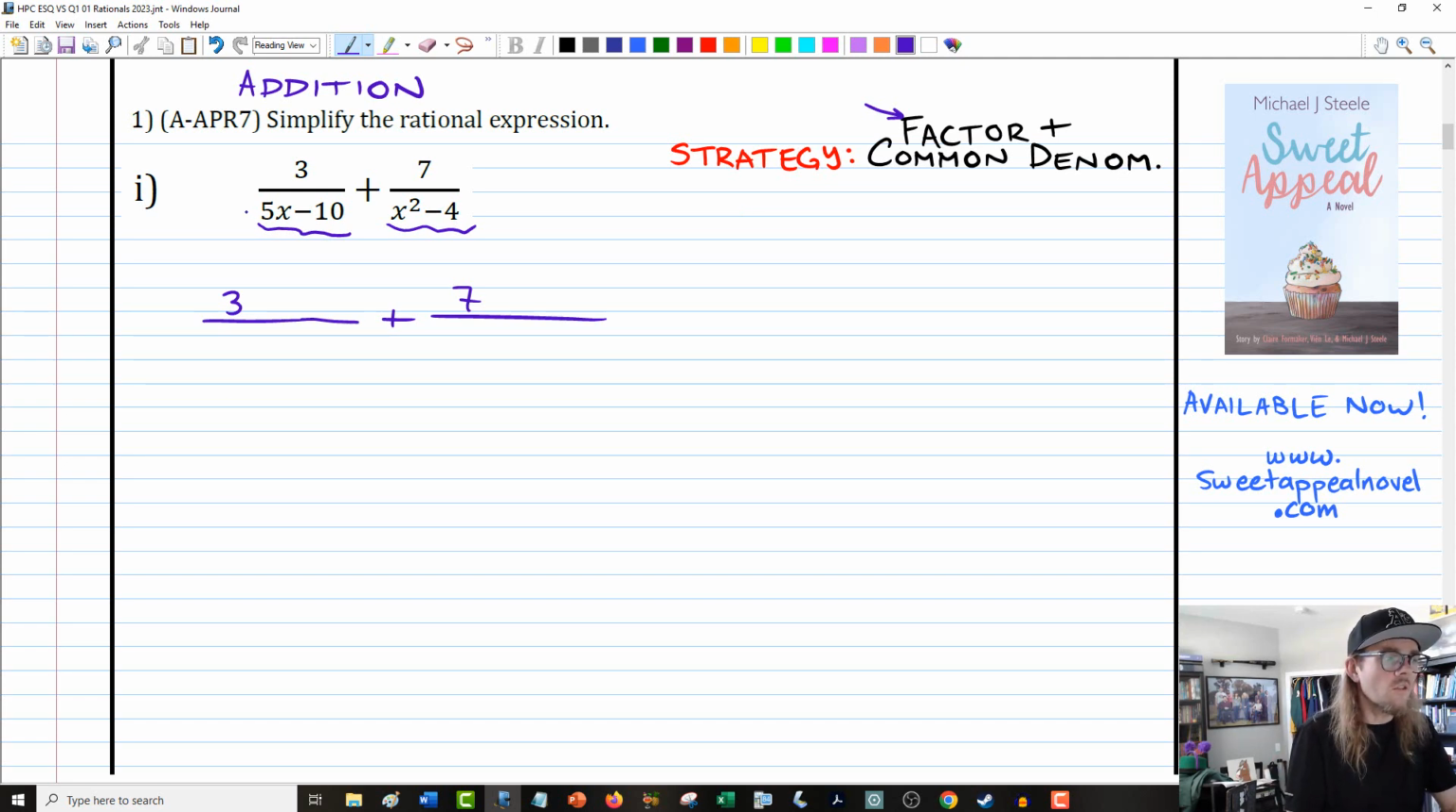But for us, I'm going to break this all the way down. So 5x minus 10, I have a 5 in both of those terms. I'm going to factor out a GCF of 5. That's going to leave me an x minus 2. And that's it. There's nothing else we can break apart there.